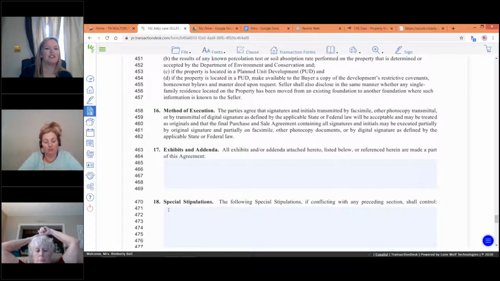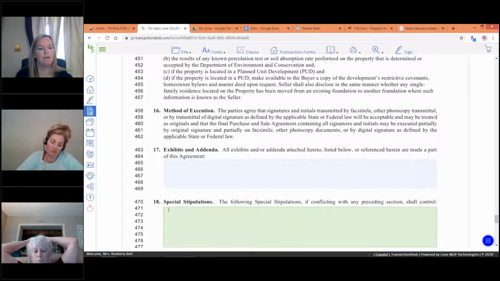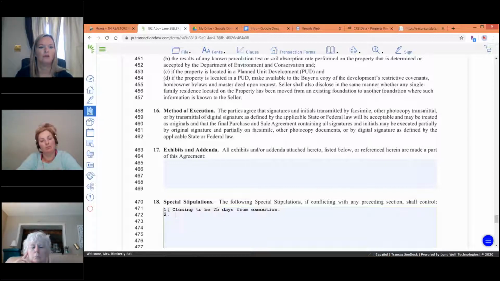So special stipulations. Under special stipulations for this particular client, my client is going to say closing to be 25 days from execution. And so the closing date's going to be left blank. Is that legal? It is. We have a closing date. It's 25 days from execution. As long as we have a closing date, it's legal to be left blank.